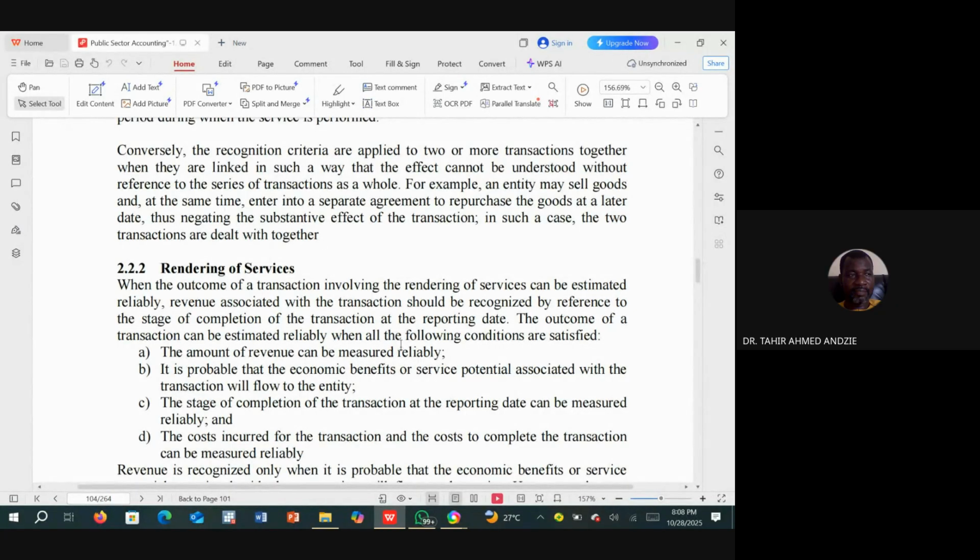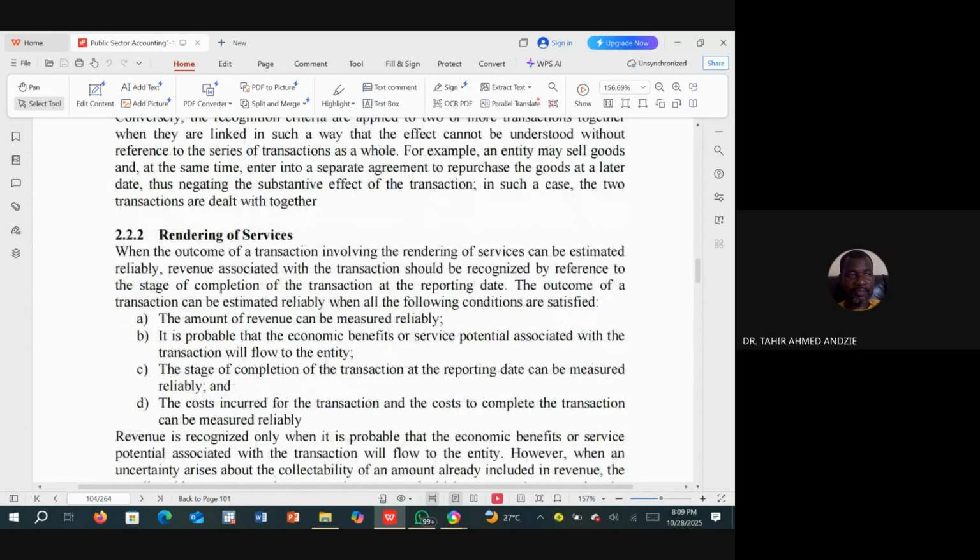So the standard actually explains to us what we mean by rendering of services and what examples are services that are rendered by government institutions, and when to recognize revenue for rendering of such services. So take your time and go and read. When it comes to rendering of services, what are services rendering? What do we mean by service transaction involving rendering of services? And how do we recognize revenue from such services? Examples of services rendered by government and when tax revenue should be recognized.